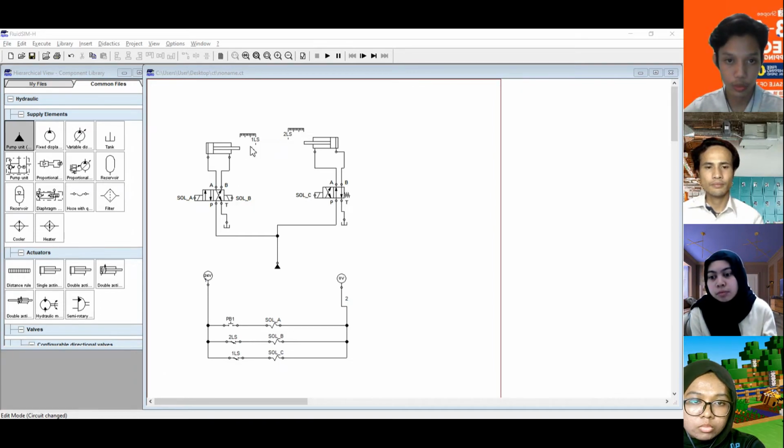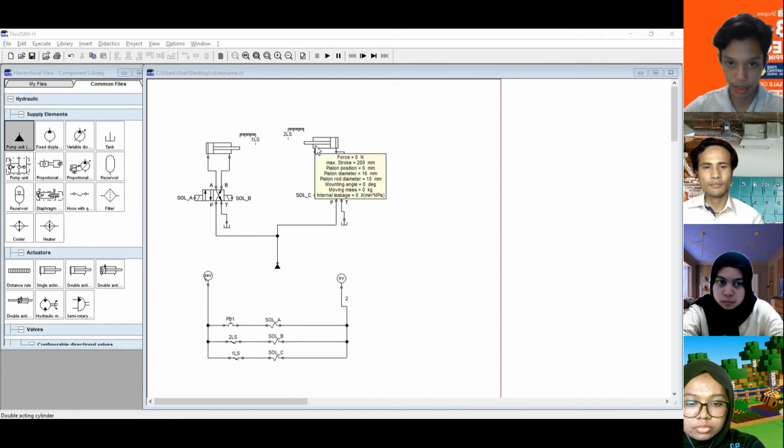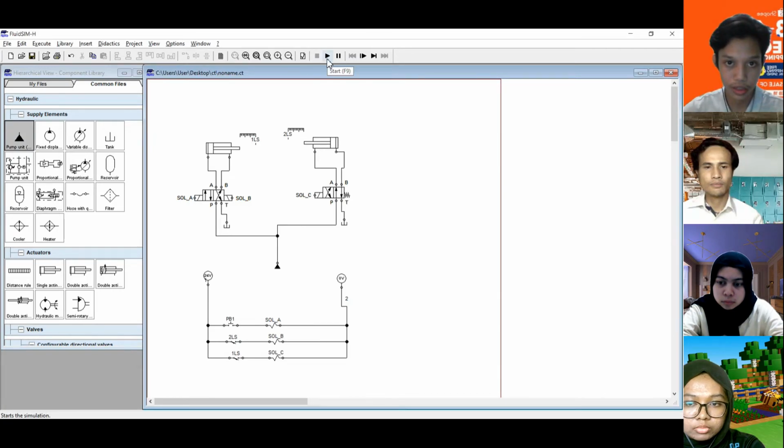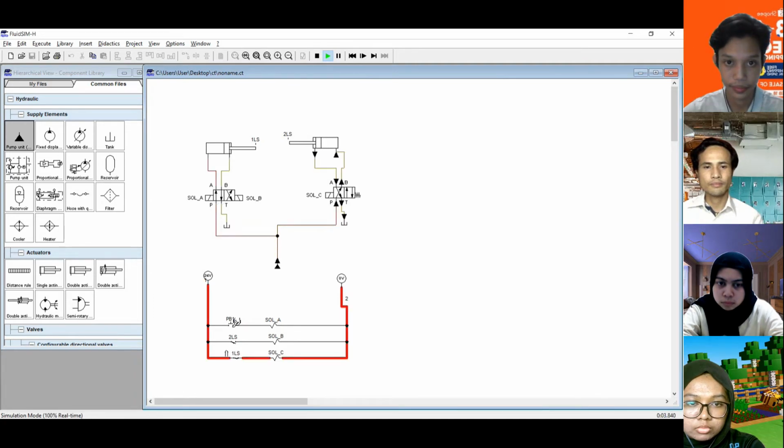Then cylinder 1 retracts again. After cylinder 1 retracts, 1LS is deactivated, and at the same time solenoid Sol C is de-energized and DCV2 returns, and the second cylinder also retracts. So that's all from me. Let's see the simulation again. Okay, that's all. I hope you all understand.